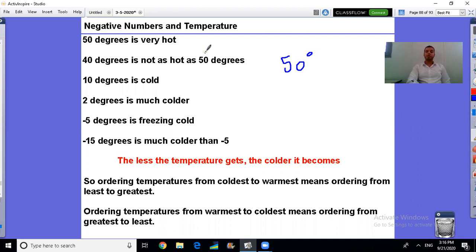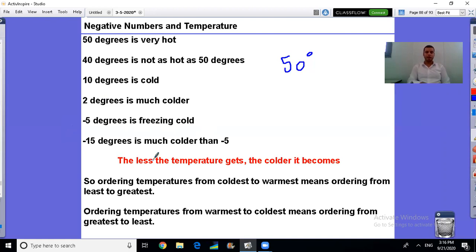So if 50 degrees is very hot, if it's 40, does this mean that it's getting colder or hotter? Well, 40 degrees is not as hot as 50 degrees, so 40 degrees is less hot. 10 degrees is cold. 2 degrees is much colder than 10 degrees. If I say that the temperature today is -5, that means it's freezing cold. -15 degrees is so much colder than -5 degrees.